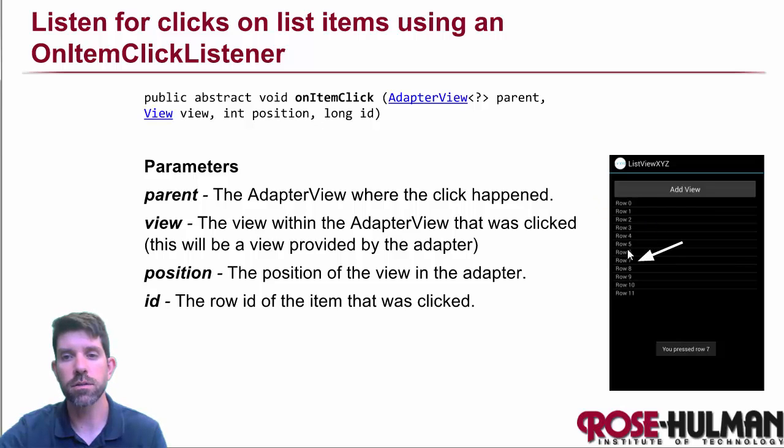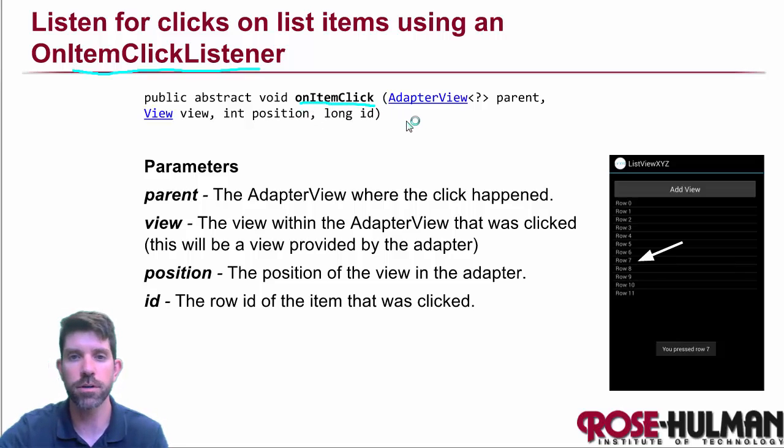So what if I wanted to detect when a list item element was clicked on, right? So say I click on row 7, and I want to bring up a little toast here that says that row 7 was clicked, right? So that's actually doable. The way that I'm going to do that is by using an onItemClick listener on my list view, right? And this has an onItemClick method.